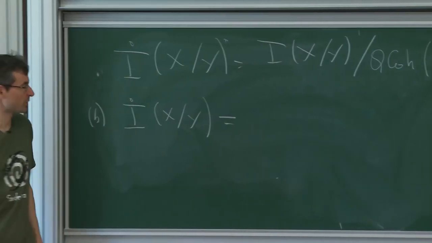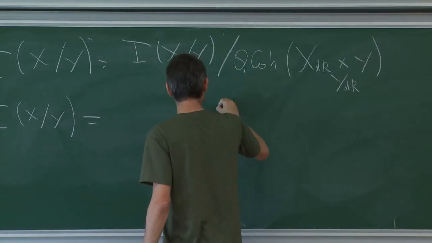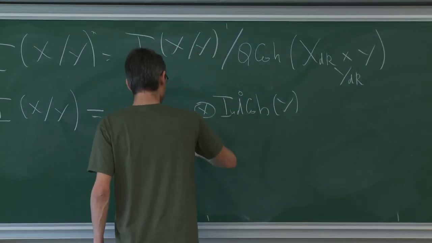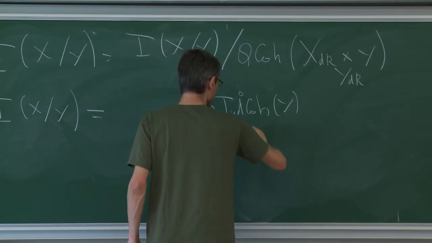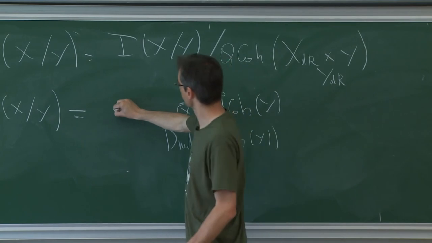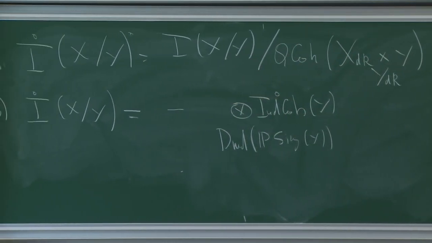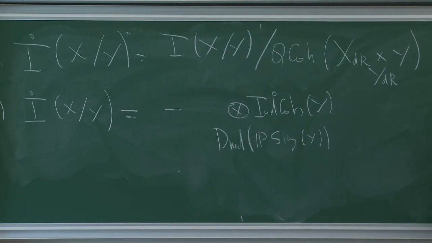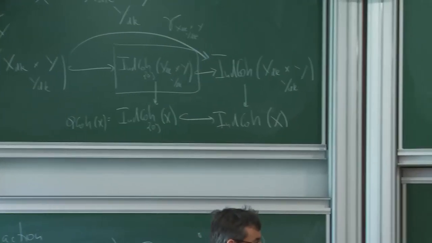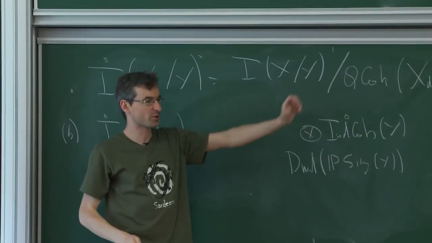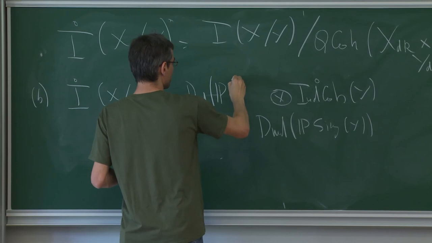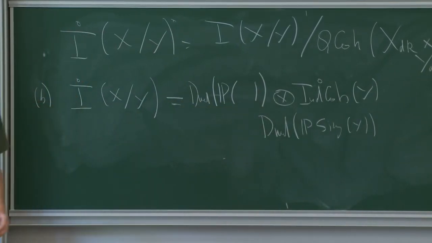So again, now it will be a question to the audience. It will be IndCoh of Y over D-mod of the same thing, Sing Y, with what? Can you guess? So it's the difference between this and this. I claim it's also gotten by this procedure of tensor product with something. So let me say that it's D-mod of the projectivization of something. I want you to guess what that something is.